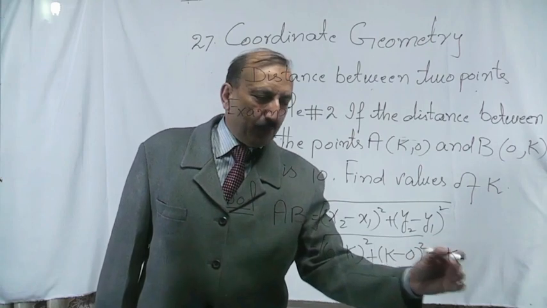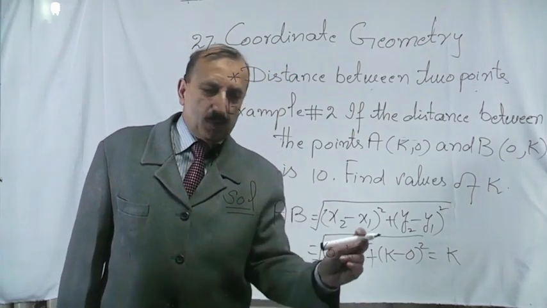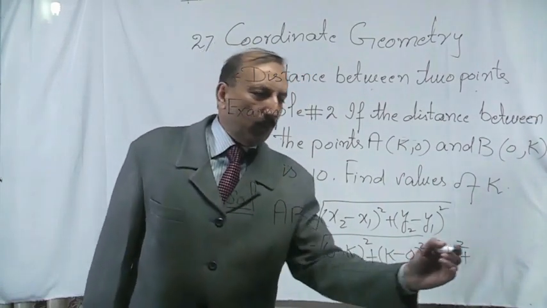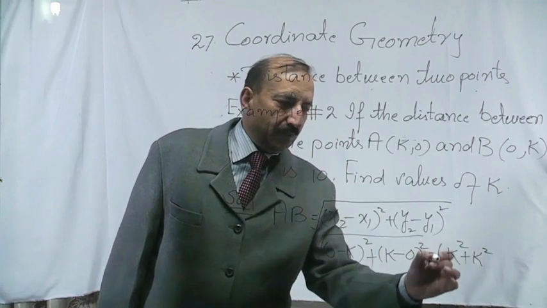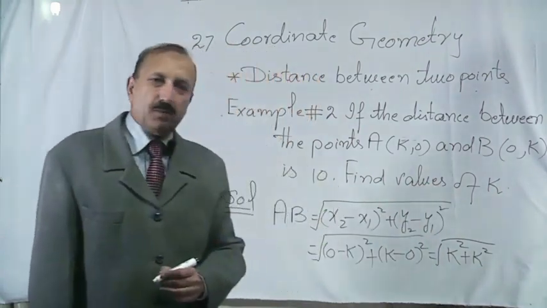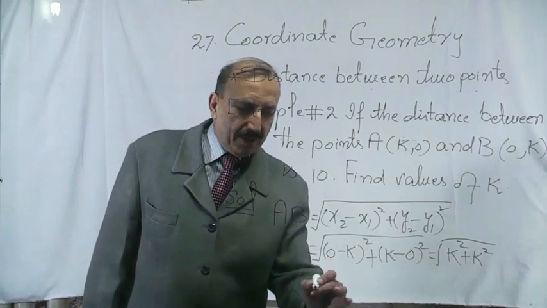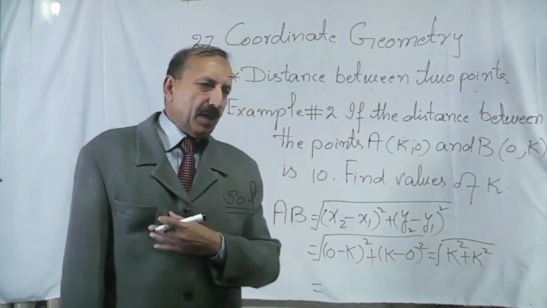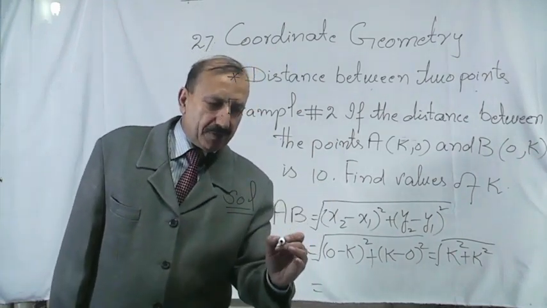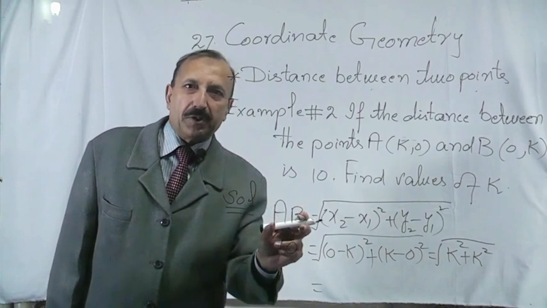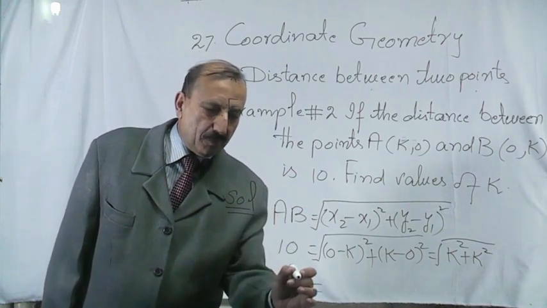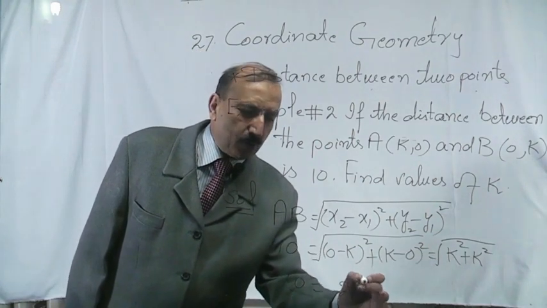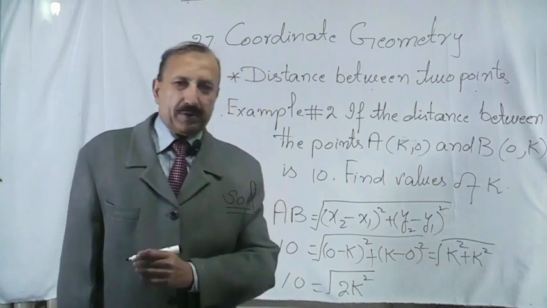Let's simplify. From this we will get only k square, and from here again we got only k square, and finally the square root of these two terms. As given in the question, the distance between the 2 points is already given, and that is 10. Let's write this value as the distance between A and B. We'll put 10 here, and from this we got the square root of 2k square.